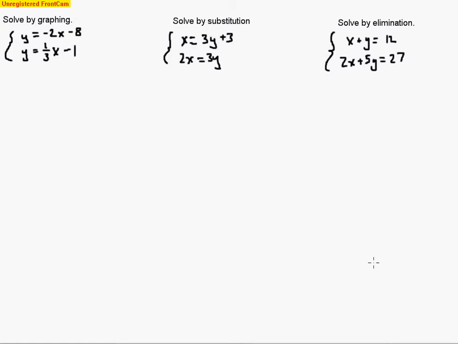The second half of our homework asks us to solve systems using the 3 different methods. So the first method of solving a system is by graphing. Let's take a look at the equations that we have. Here we have a -8, and y is by itself, so we can use the slope-intercept form. So this is our y-intercept.